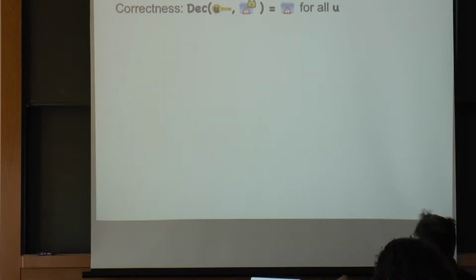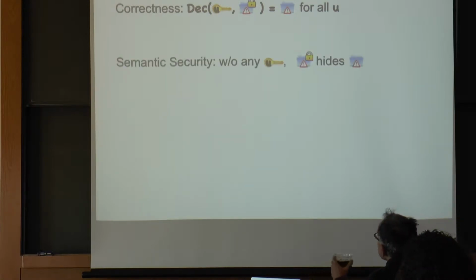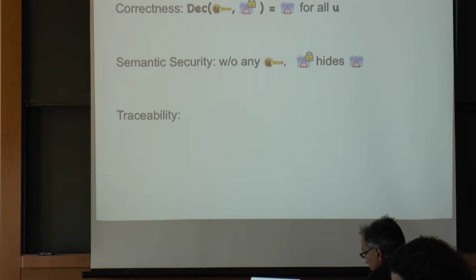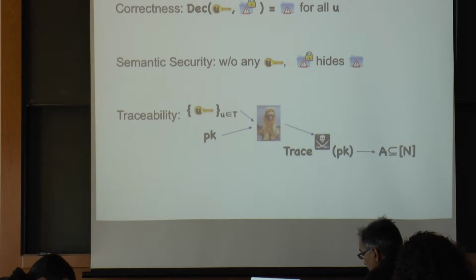Okay, so we have some basic properties. One is correctness, that secret keys actually decrypt ciphertext. We have a basic security property that says that the enemy can't decrypt anything if he doesn't have a secret key. And then we have a traceability property, and this is the more interesting property.